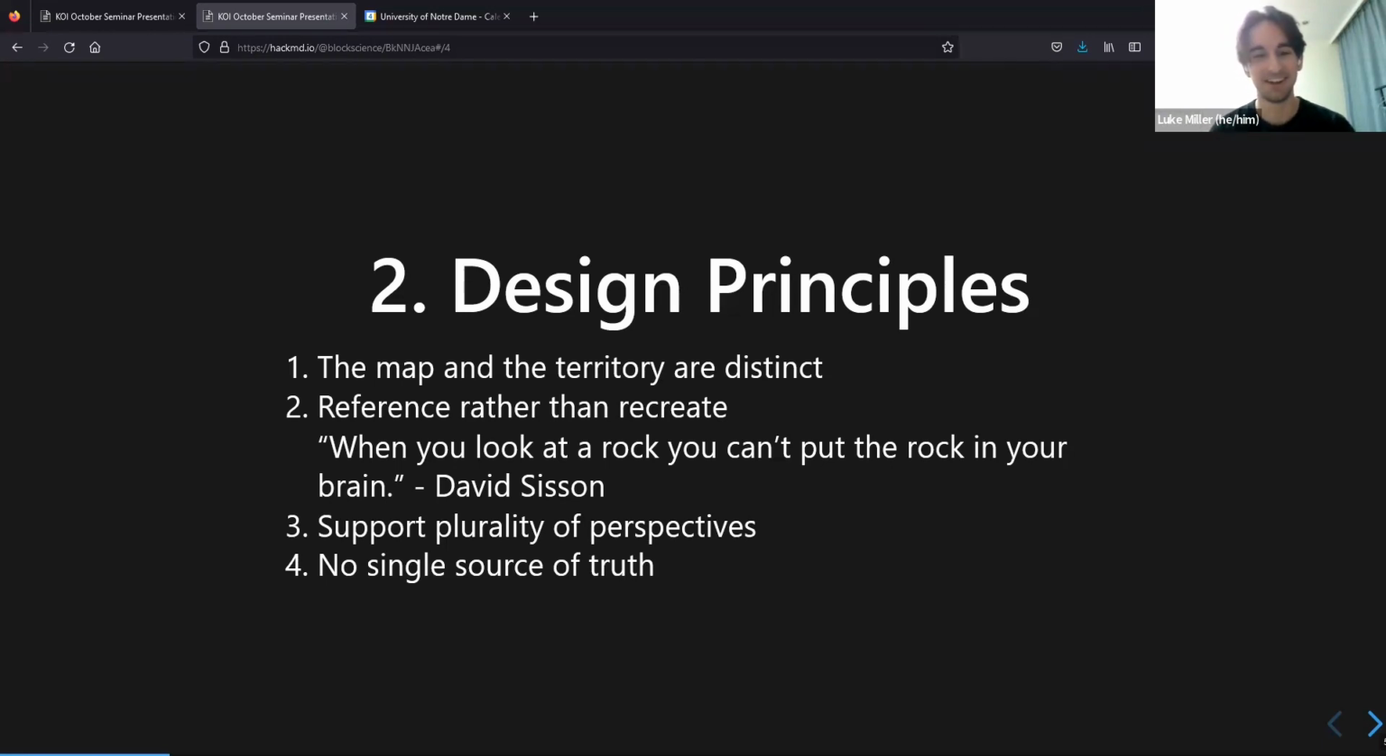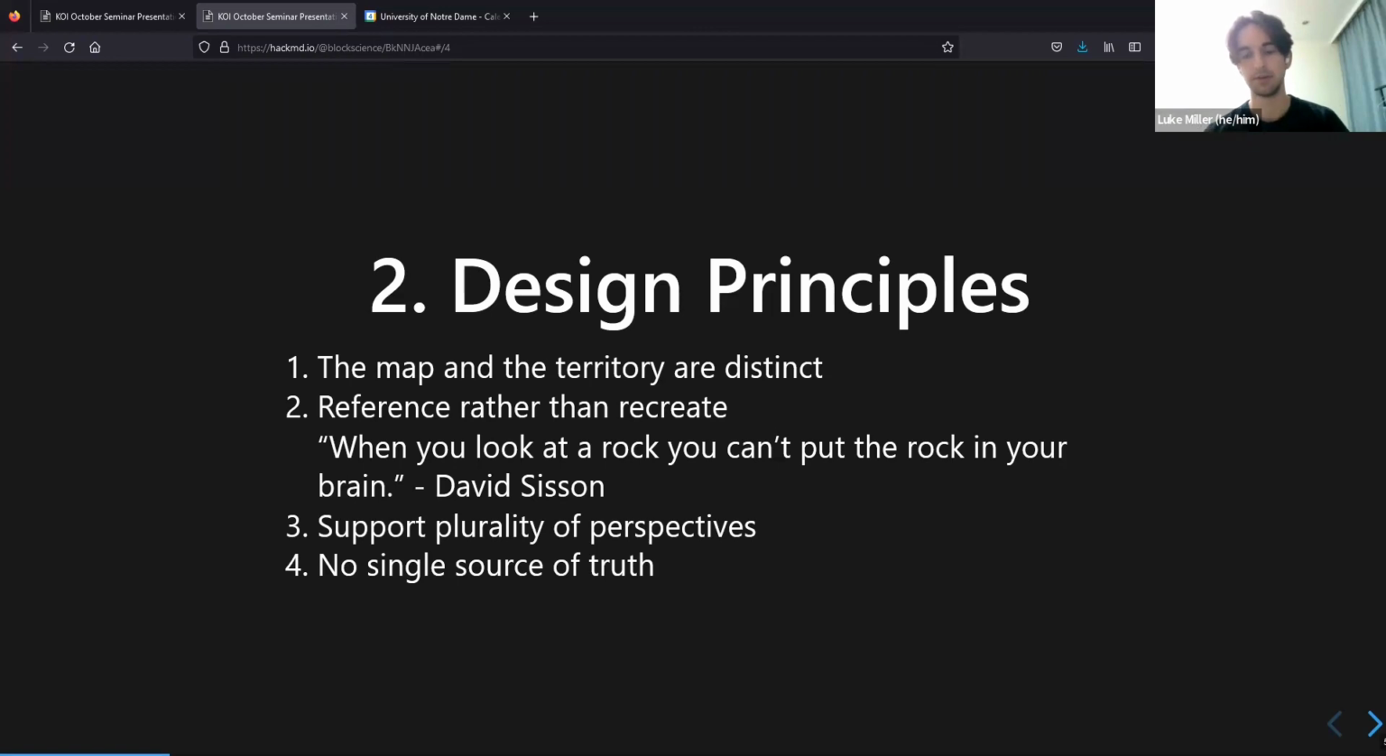And we have a quote from David here that when you look at a rock, you can't put the rock in your brain. And that's something that's come up when discussing RIDs and how we're thinking about information, where we're not wanting to replicate what we see in the real world in our own internal system, but we want to point to what already exists. But an important aspect of that is realizing that these are two distinct things, and the internal representation we have is not the same as the real world, the territory that we're mapping. And so these two principles go together and led us in the direction of the RID object system.